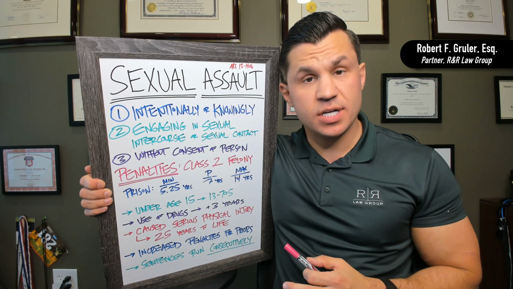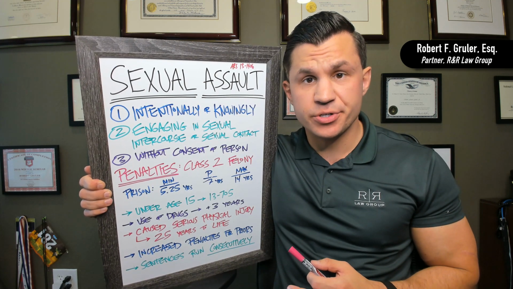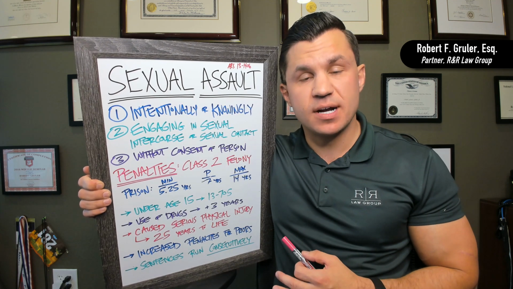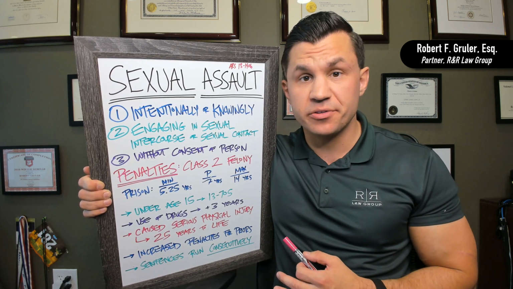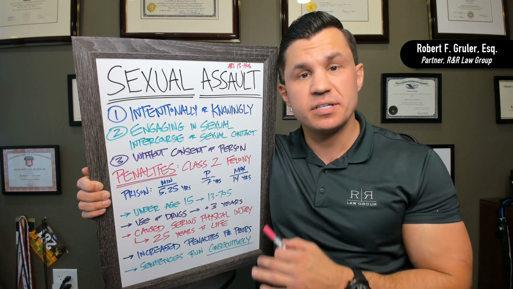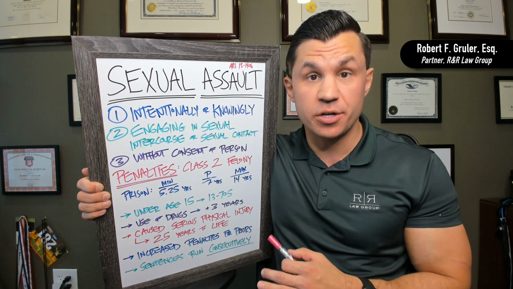In today's video, we're talking about a very serious offense in Arizona. It's called sexual assault, also known as rape. Today we're going to talk about the different elements that are required under the law for a person to be charged with rape or sexual assault, and what the different penalties are and how they work under the law.